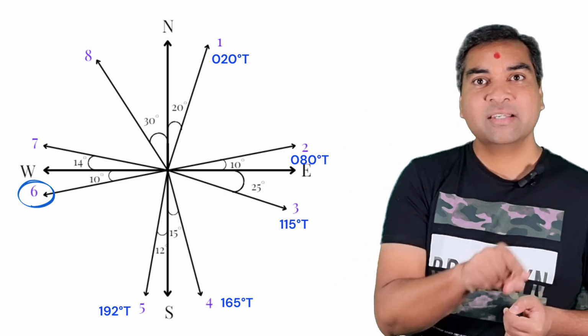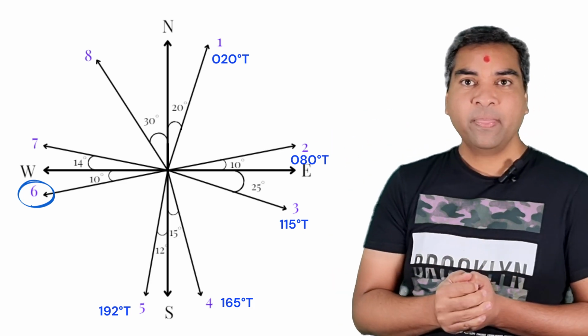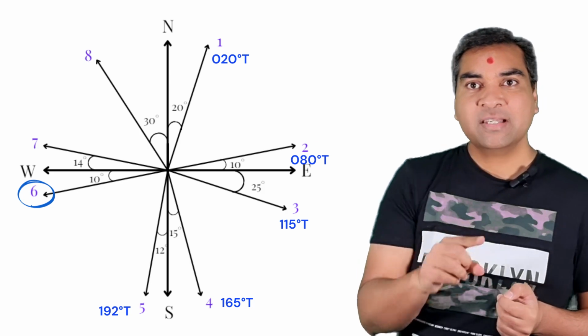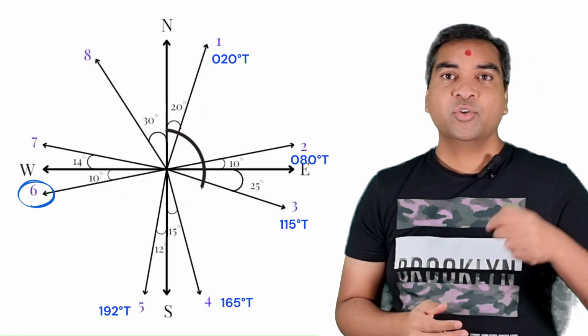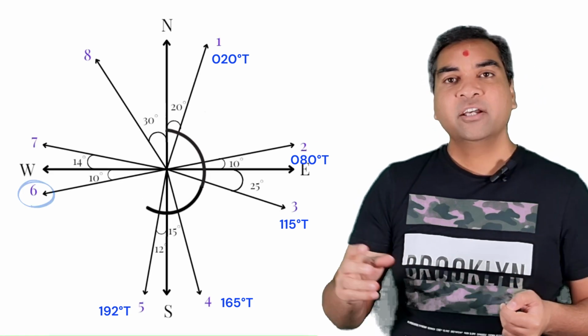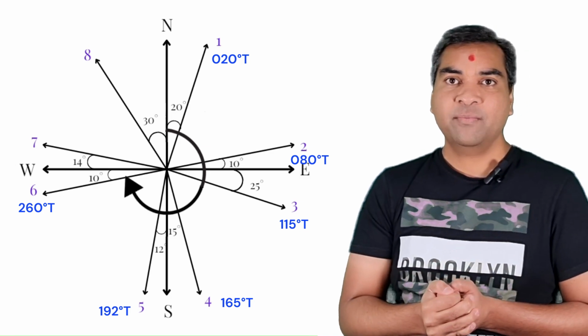Now you got it, yeah? North to west is 270. But again, if I'm going in a clockwise direction, I'm 10 degree less. So 270 minus 10, that will give me 260 degree bearing.